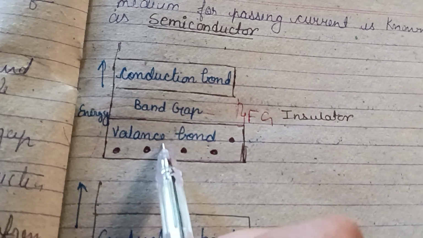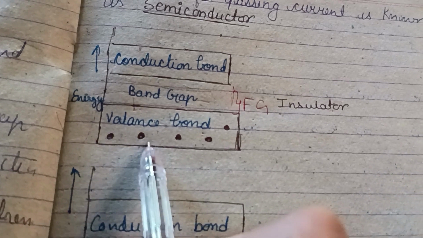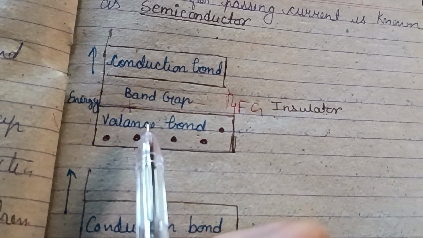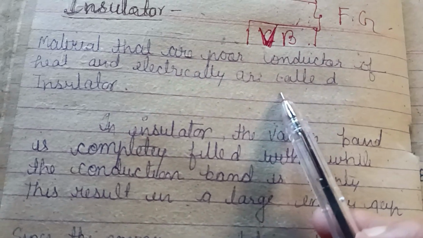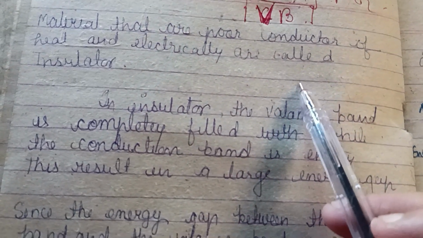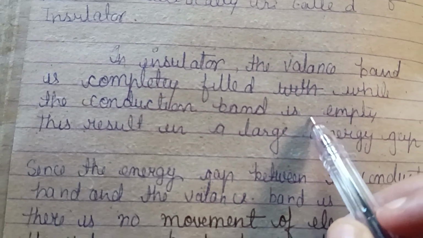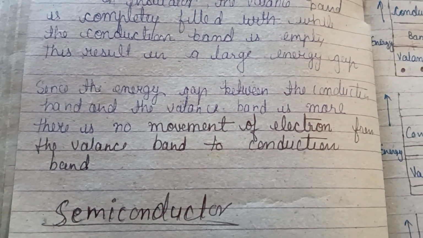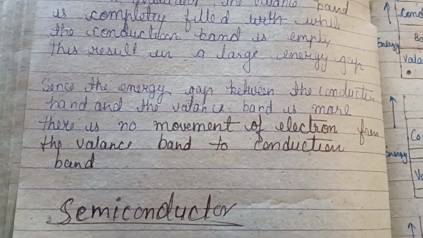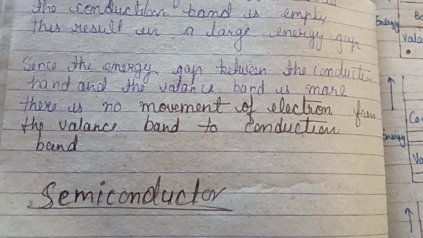Whereas in the insulator, the gap is too much, so it is not possible for the electrons to jump from the valence band to the conduction band. So this one is an insulator. Materials that are poor conductors of heat or electricity are called insulators. In an insulator, the valence band is completely filled while the conduction band is empty. This results in a large energy gap. Since the energy gap between the conduction band and the valence band is large, there is no movement of electrons from the valence band to the conduction band.